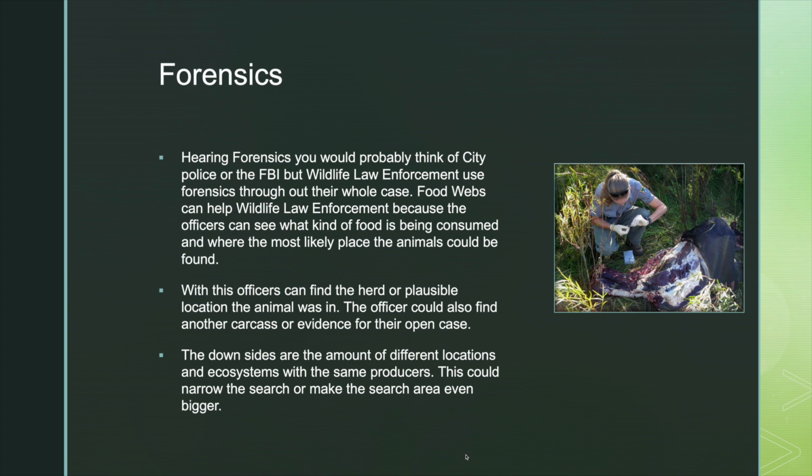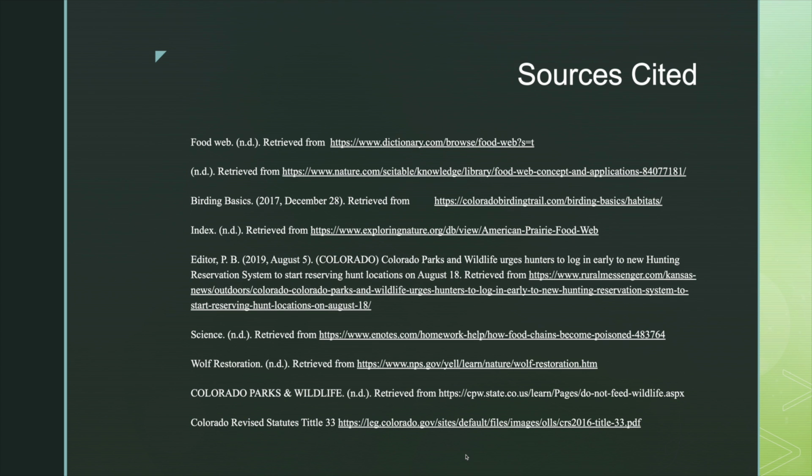Downsides are the amount of different locations and ecosystems with the same producers. This could narrow the search or make the search area even bigger. And these are the sources citing.